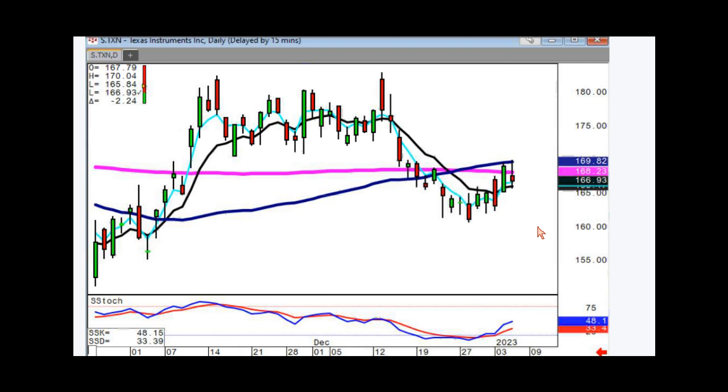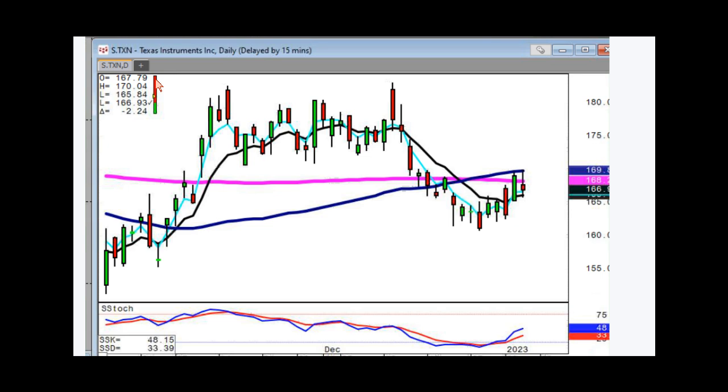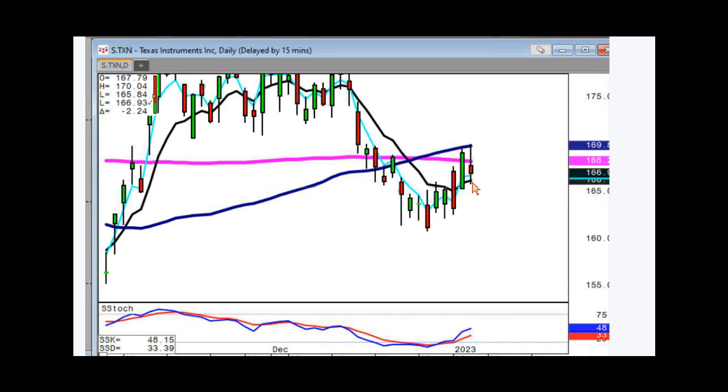Texas Instruments. That's not Texas Instruments. Why is this doing this? I don't know what the heck's going on here. Oh, that is Texas Instruments. Another one that as soon as it hit the 50, so if you were long this one and it opened lower, I'd close it out.